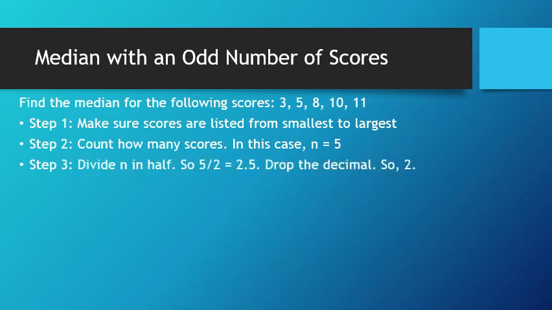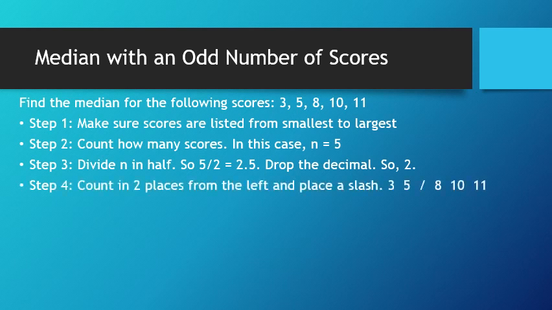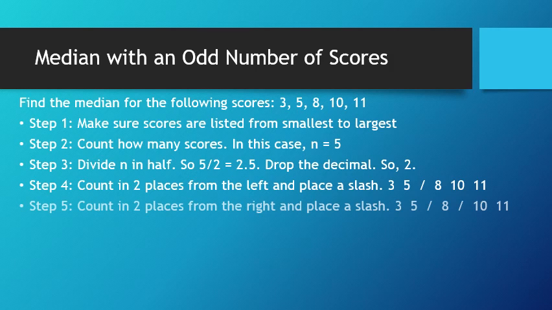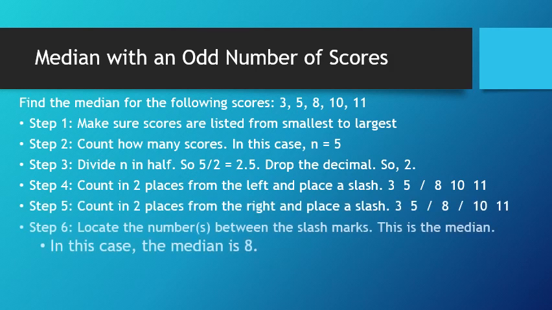The next step, you're going to divide n in half. So 5 divided by 2 would give you 2.5, and you always drop the decimal for this step. So 2 is what you're looking for. Now you're going to count in 2 places from the left of the group of numbers and put a slash mark. Next, you're going to count in 2 places from the right and place a slash mark. Locate the number between the slash marks. This is the median. In this case, the median is 8.